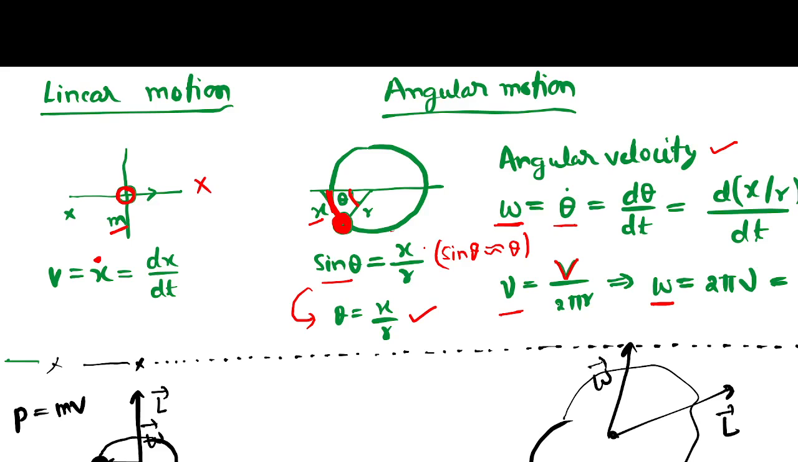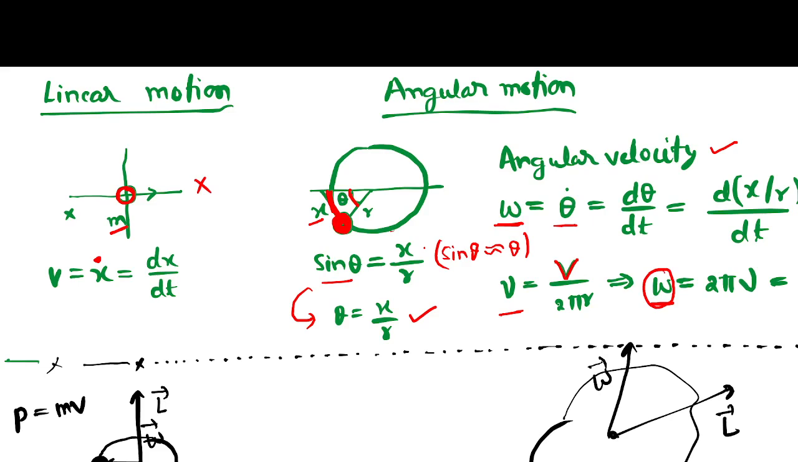So what did we see? We saw that angular velocity is directly related to linear velocity with this radius r. Now we understood angular velocity.